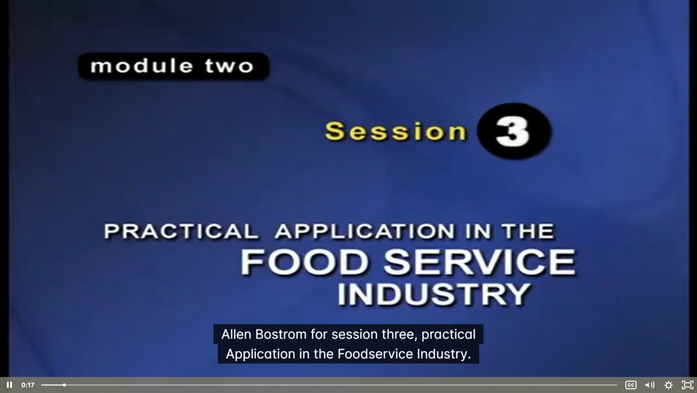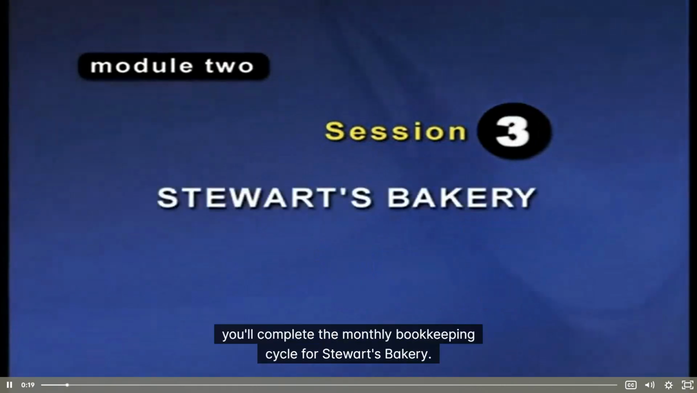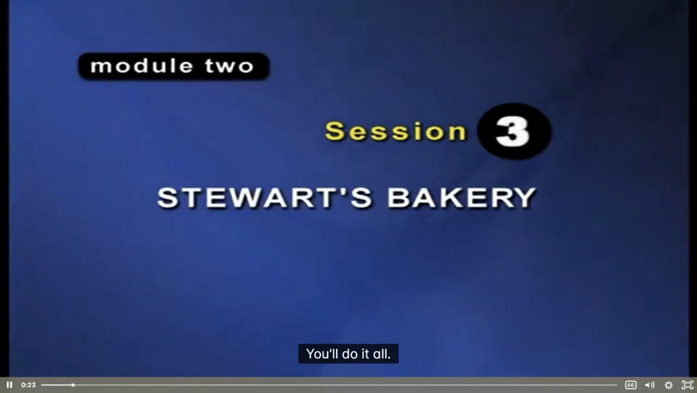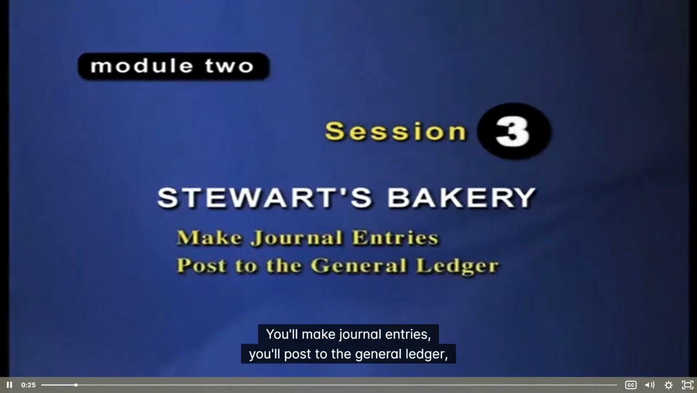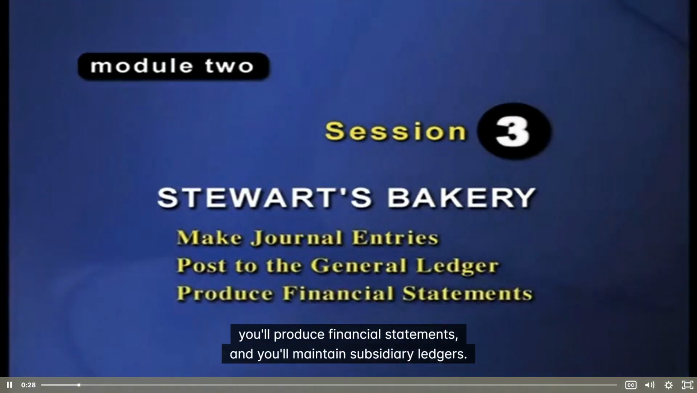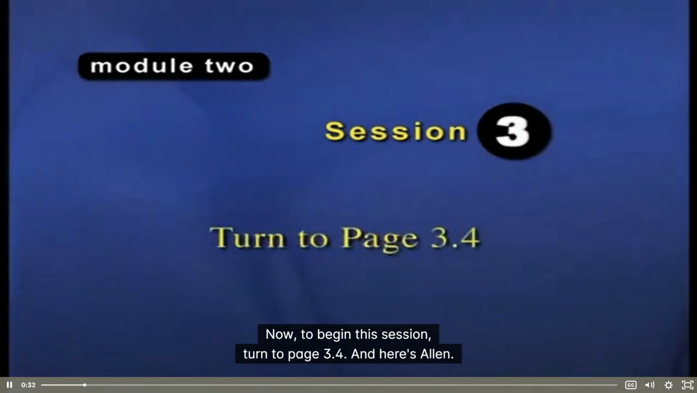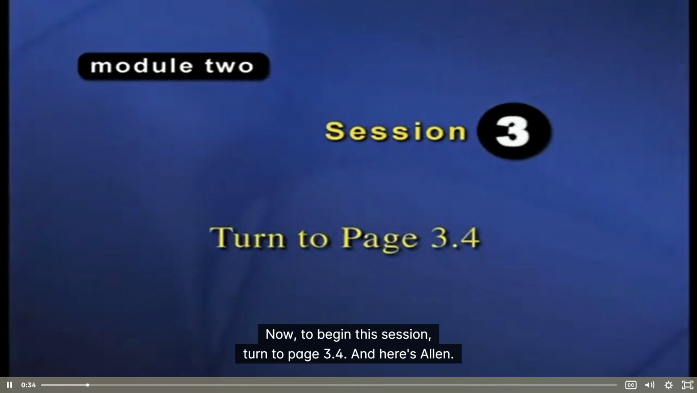the Food Service Industry. In this session, you'll complete the monthly bookkeeping cycle for Stewart's Bakery. You'll do it all. You'll make journal entries, you'll post to the general ledger, you'll produce financial statements, and you'll maintain subsidiary ledgers. Now to begin this session, turn to page 3.4.